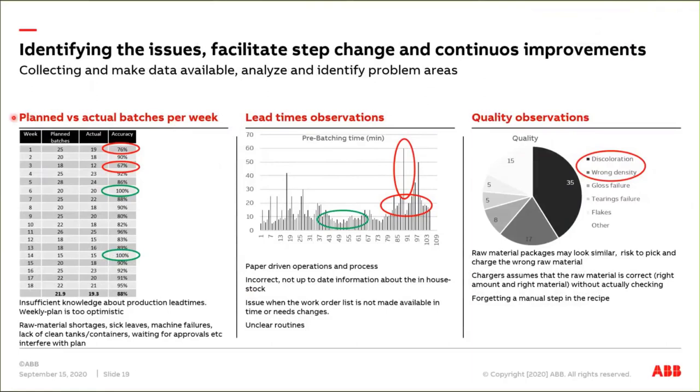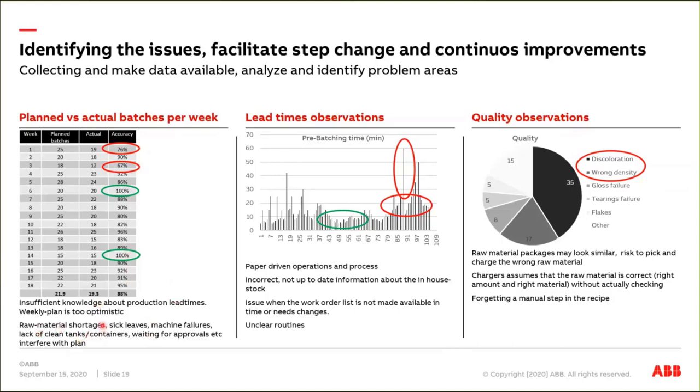One was planned versus actual batches per week. And basically what they saw was that 9 days out of 10, they did not produce as many batches as they planned. And the reason for this was just basic insufficient knowledge about what actually happened in the process. So it was lead times that were not followed, and the weekly plan was basically too optimistic. And when they started to investigate, they found the main reasons you can see at the bottom here.